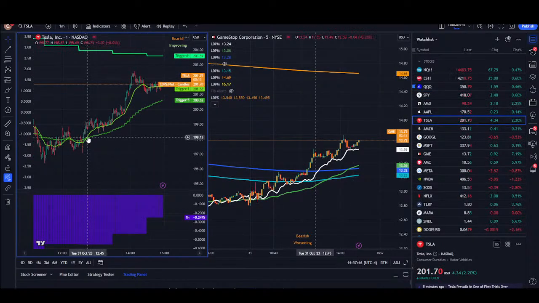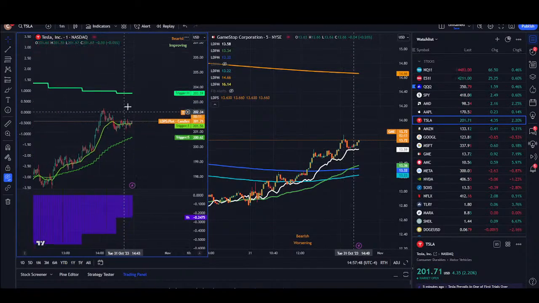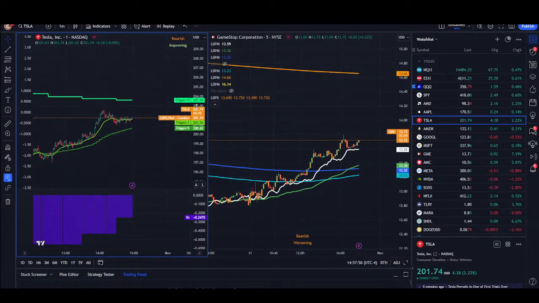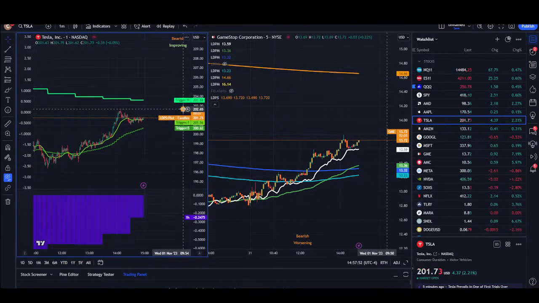Tesla had a nice bullish cross here. I went long earlier looking for the hourly trigger. Yeah, it's pretty much it.